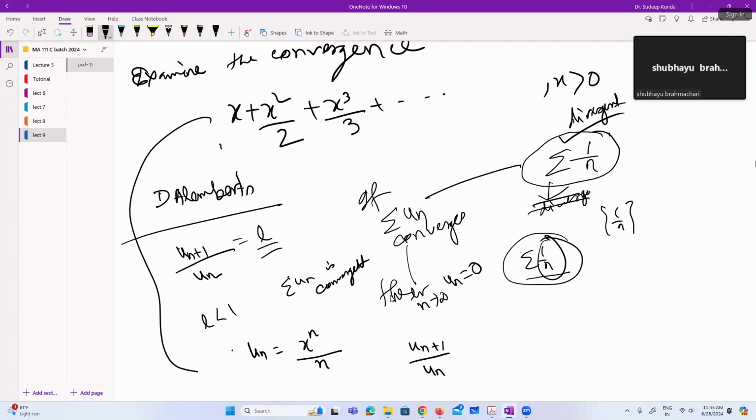Then it will be x into (1 by x) into (n plus 1 by n). So ultimately, what will be there? Sir, x into 1 plus 1 by n. X into 1 plus 1 by n. In the bracket, sir, 1 plus 1 by n.